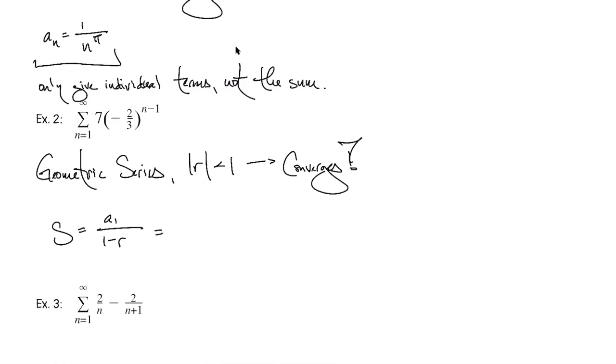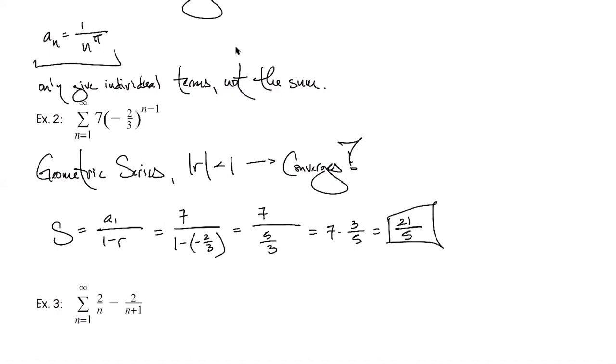So our a sub 1 is going to be 7. And our 1 minus r is going to be 1 minus negative 2/3. Okay, so we do want to be a little careful there, kind of sneaky, because that r value is negative. So we want to make sure it's like minus the negative. And so that'll give us 7 over 5/3, or 7 times 3/5. Or if we added up every single term in this series, we would get 21 over 5.